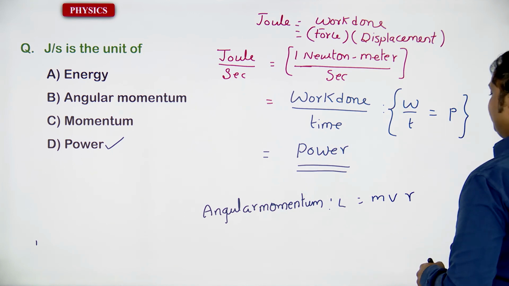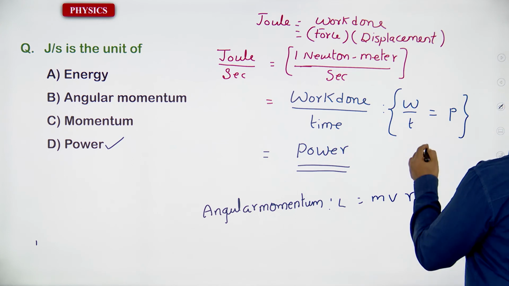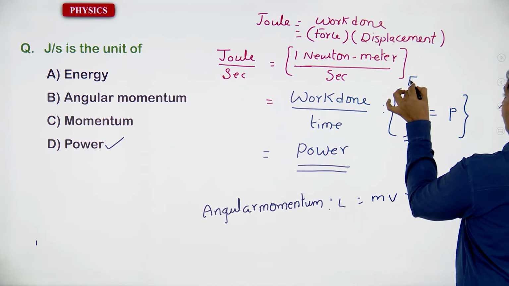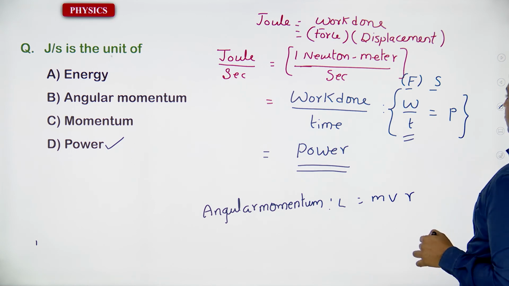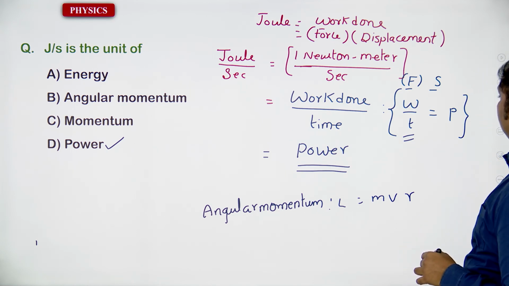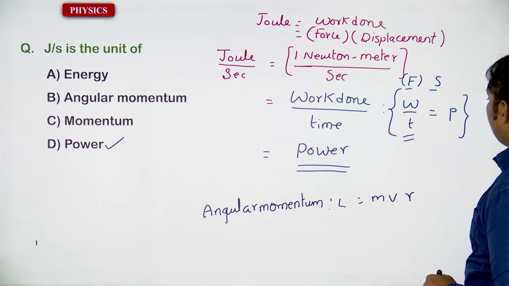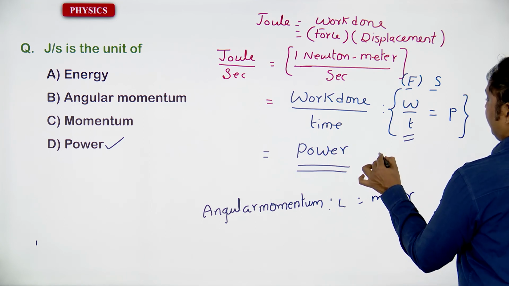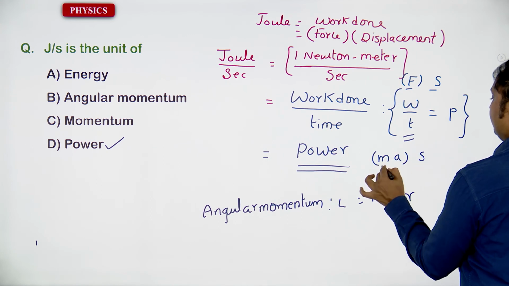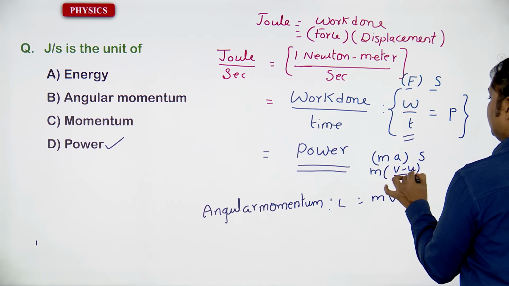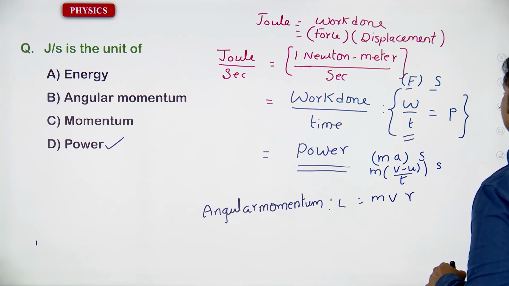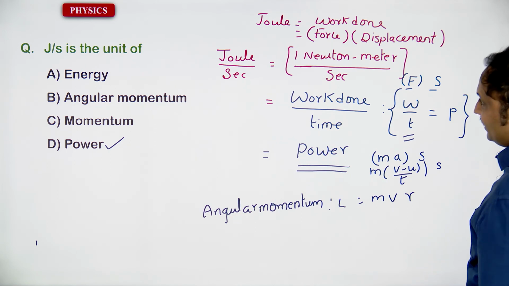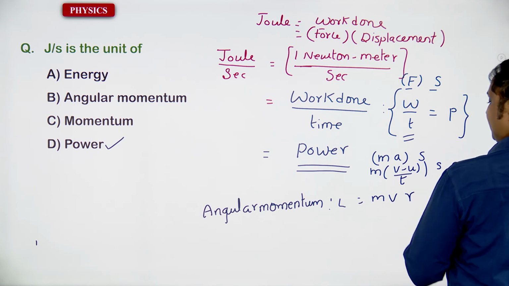Here you would like to go for this one. It's not at all going to be suitable. Just take that force into displacement. It is not at all going to be suitable. If you know the force, just check, so it's going to be ma into s. So m into (v minus u) by t into s. You have to get this one. It's very clear. We would like to go for that.